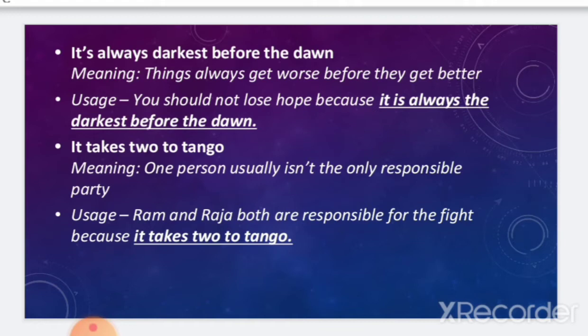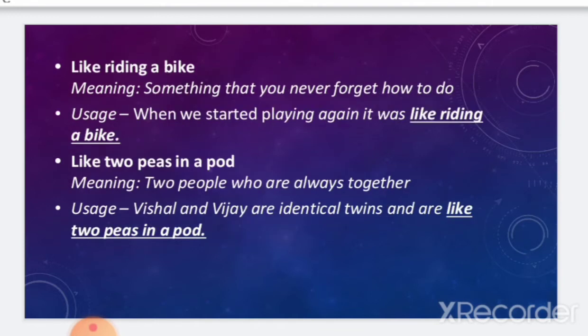Usage: Ram and Raja both are responsible for the fight because it takes two to tango. Next, like riding a bike, meaning something that you never forget how to do. Usage: When we started playing again, it was like riding a bike.